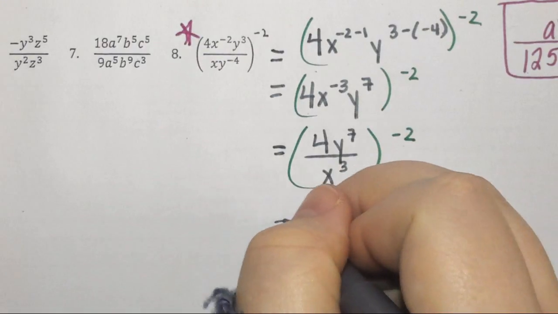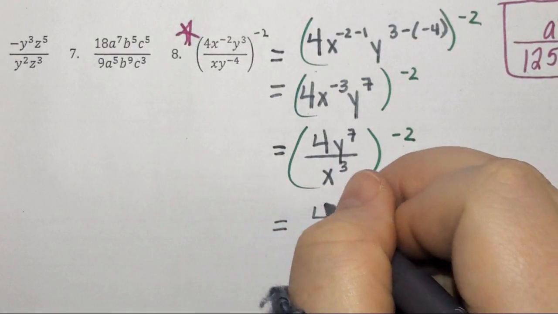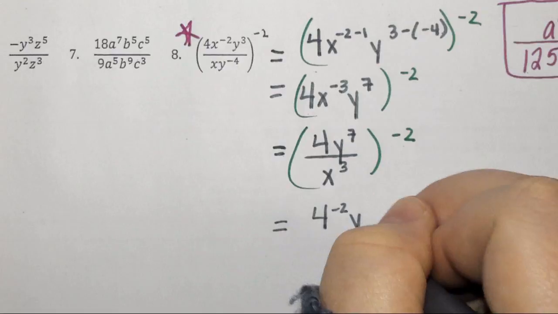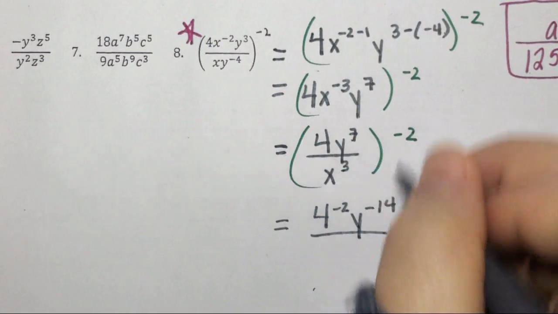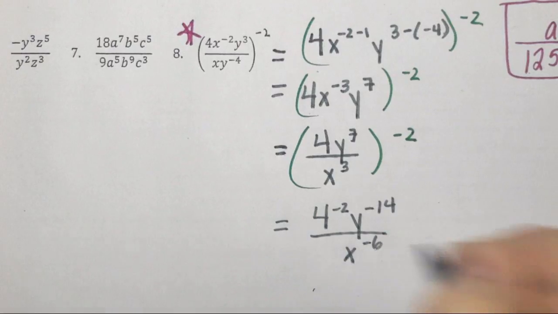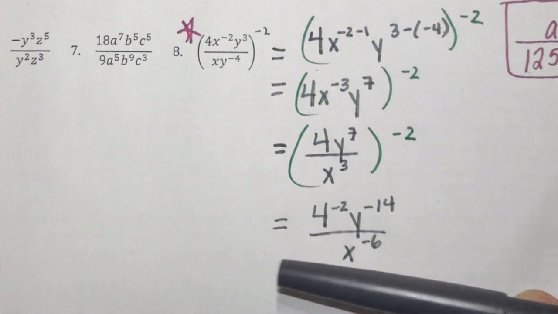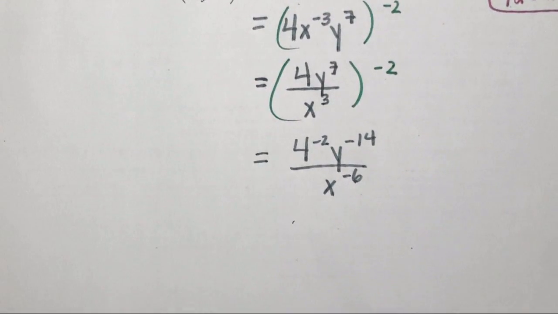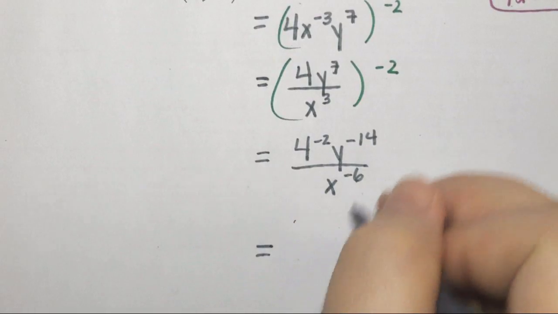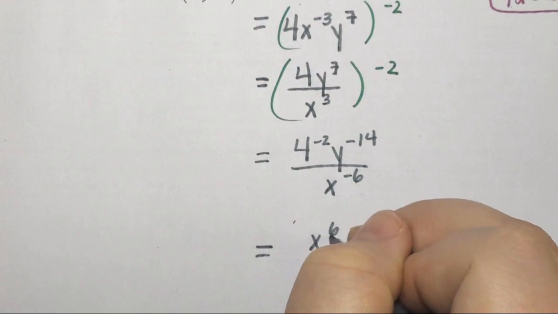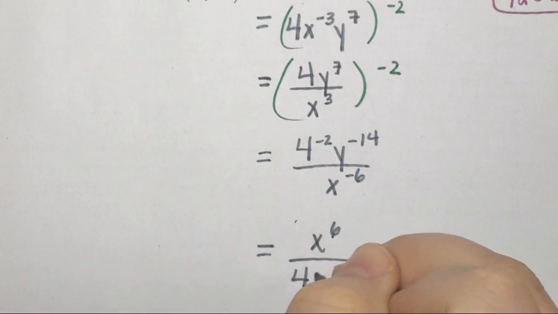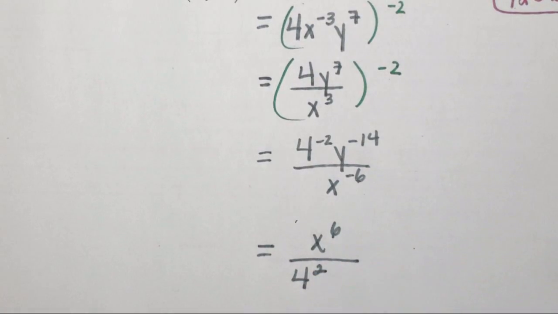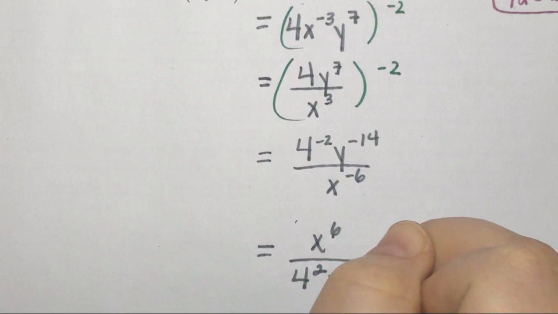Okay, well, everybody's raised to the -2. So I've got 4 to the -2. Y to the 7 times -2 is -14. 3 times -2 is -6. And then, oh no, pretty much everybody has a negative exponent, so that's a problem. X to the -6, we have to move him to the numerator to get rid of that negative exponent. We're going to move 4 to the -2 to the denominator, and y to the -14 to the denominator.